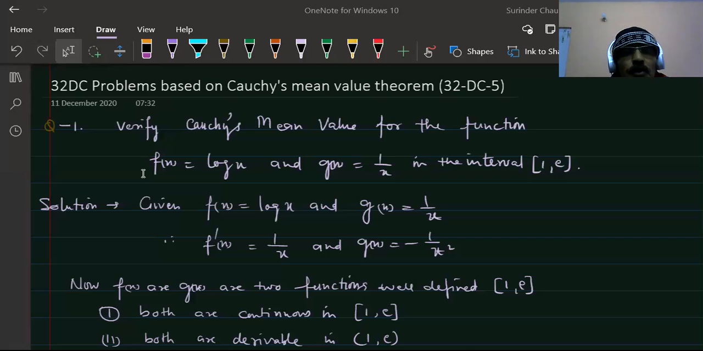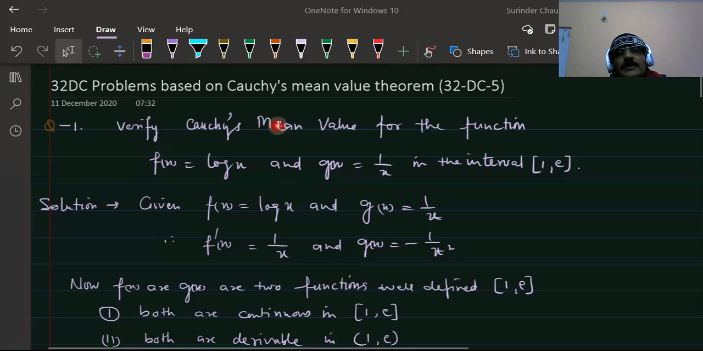Hello friends, in this lecture we'll apply Cauchy's mean value theorem, another name for which is the second mean value theorem, to solve problems based on it. Let me revise the statement of the theorem.